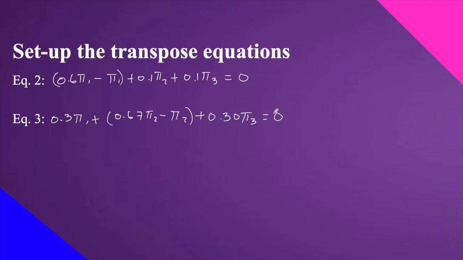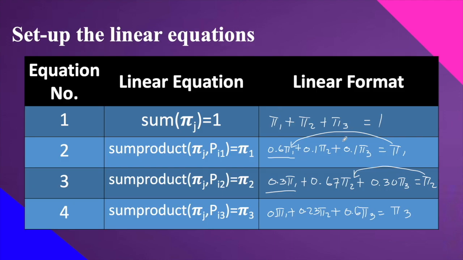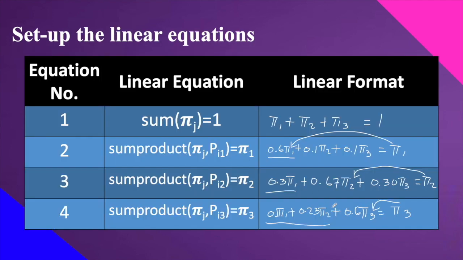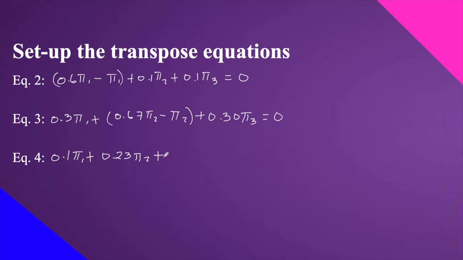Okay, for the fourth equation natin, lipat po natin ito dito. So, kopya ito, 0.1 and 0.23. So, 0.1 pi sub 1 plus 0.23 pi sub 2 plus our third part, 0.6 pi sub 3 minus pi sub 3. Okay, equals 0. So, this will be our transpose equation.